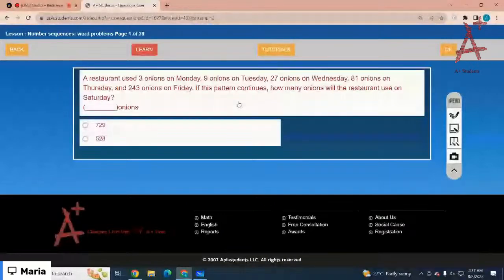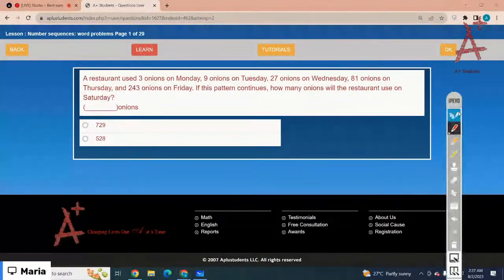A restaurant used 3 onions on Monday, 9 on Tuesday, 27 on Wednesday, 81 onions on Thursday, and 243 onions on Friday. If the pattern continues, how many onions will the restaurant use on Saturday?